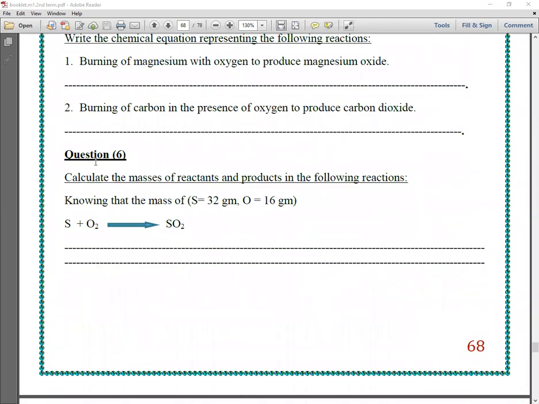Last question. Question number 6. Calculate the masses of the reactants and the products in the following reactions, knowing that the mass of sulfur is 32 gram and oxygen 16 gram. Sulfur 32 plus oxygen 16, so 2 times 16 equals 32. So the answer 32 plus 32 equals 64.